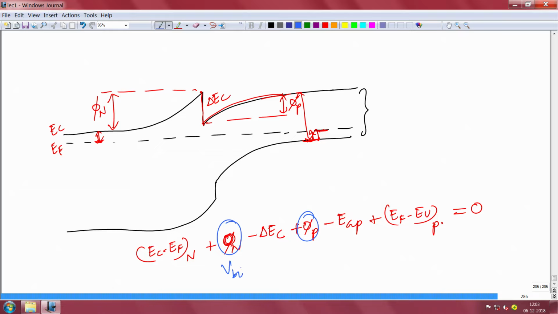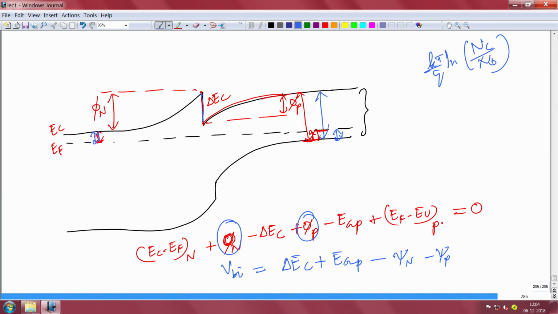So that built-in potential will be equal to, you can take the other side, delta Ec plus this whole band gap, the entire band gap Eg, minus this quantity and this quantity. I can call it psi n minus psi p. This quantity and this quantity are easy to find out, that is kT by q ln of Nc by Nd on the n side, similarly Nv by Na on the other side. So this is very easy to understand.